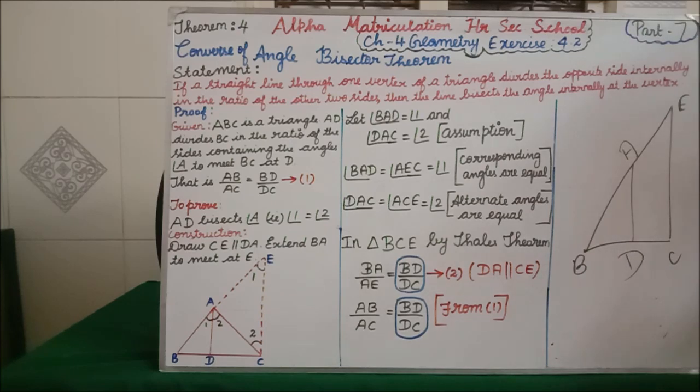We all know these two lines are parallel. So in a triangle, if two lines are parallel, then according to what theorem can we write? By Thales theorem we can write that the corresponding sides divide in the same ratio. So according to Thales theorem, see here, these two lines are parallel. So how can we write now? BA divided by AE is equal to BD divided by DC. We can write, isn't it?